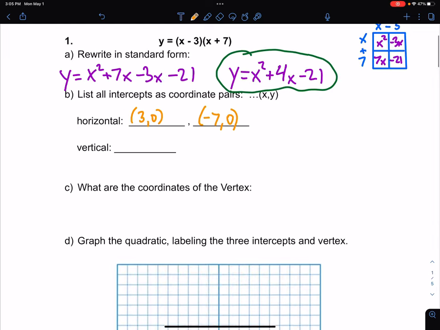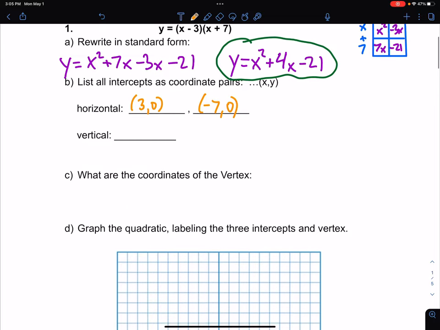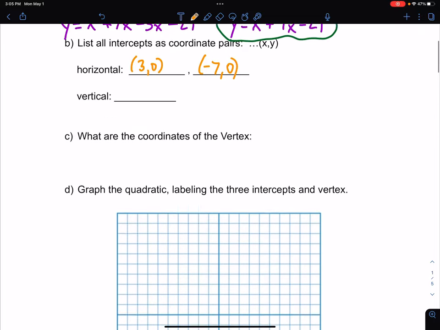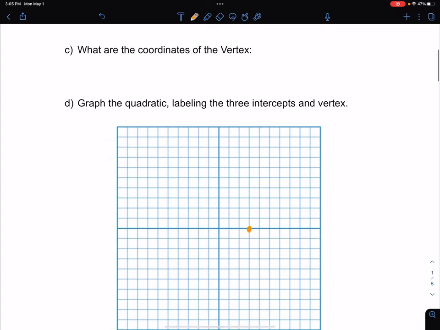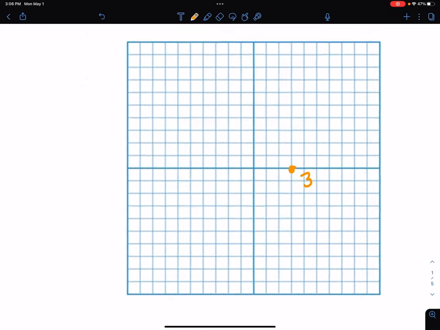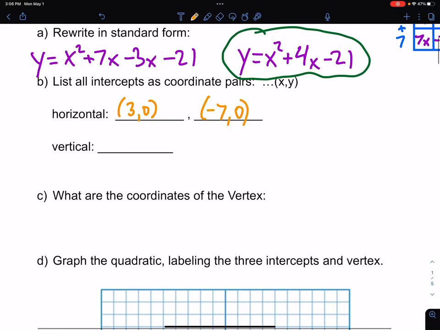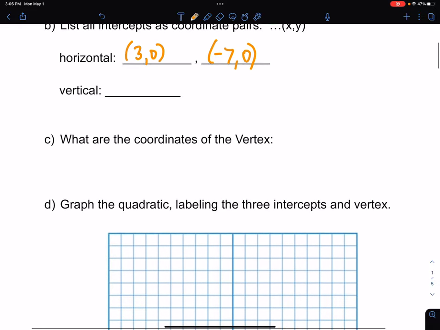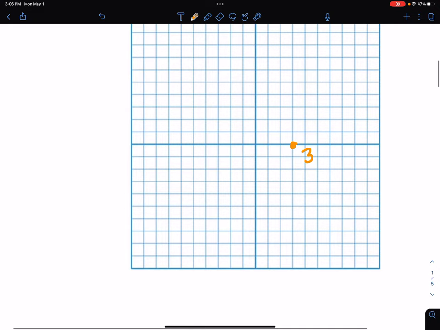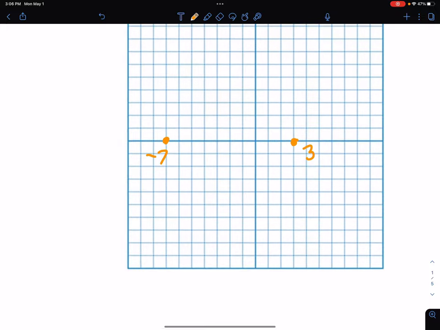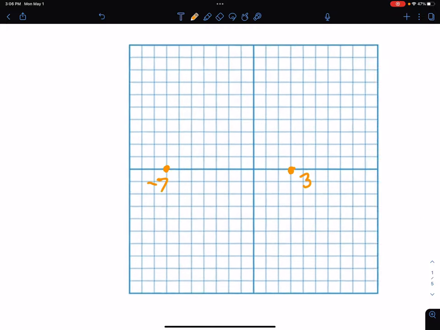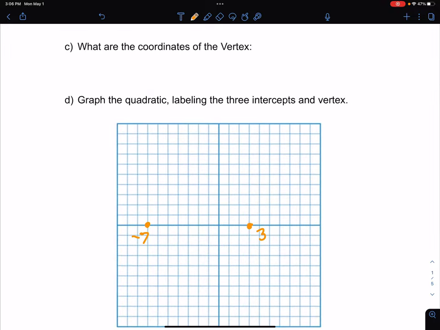Let's put that on our graph. So when x equals 3, y is 0. Here's 3 over here. I'm going to put the 3 right on the side so it doesn't get in the way of my parabola. How about that negative 7? When x is negative 7, y equals 0. 2, 4, 6, 7's right here. Negative 7. All right, now I got my two horizontal intercepts.